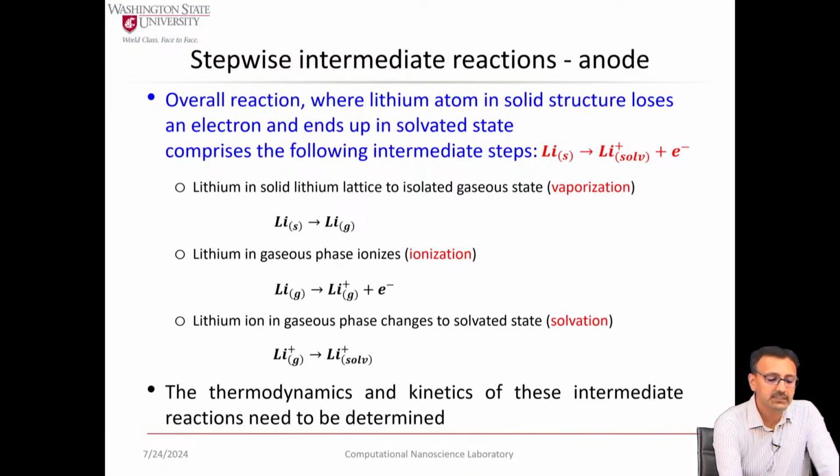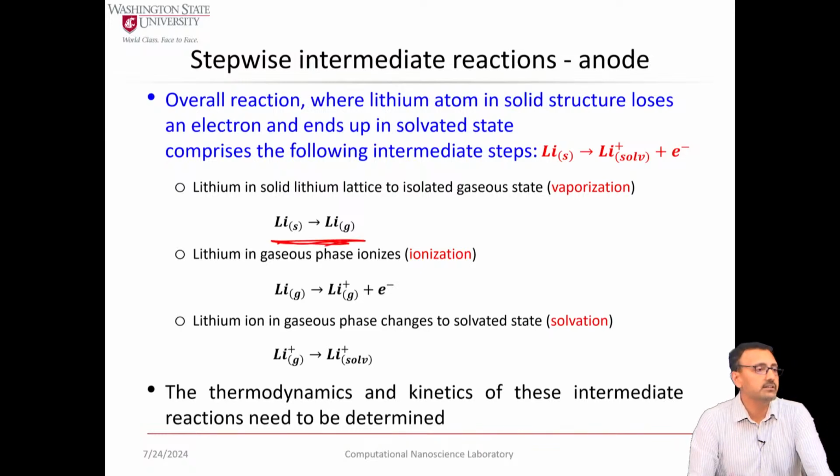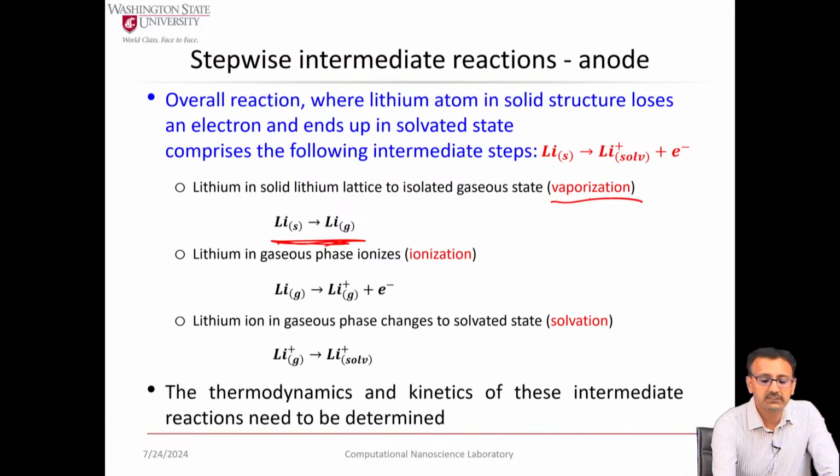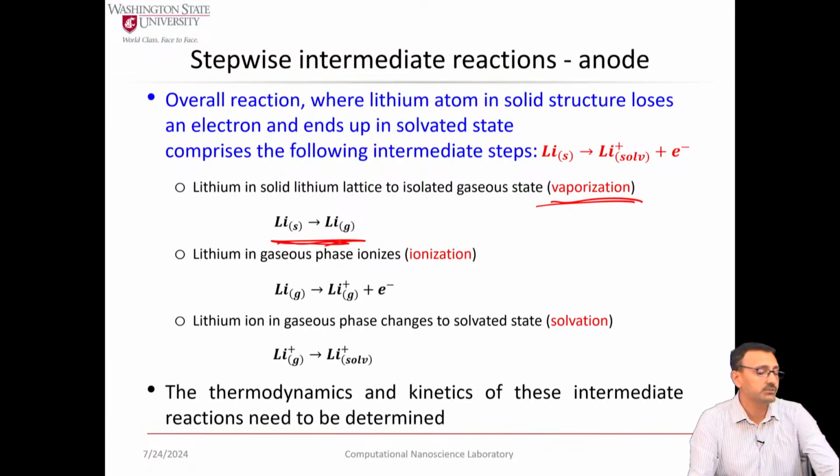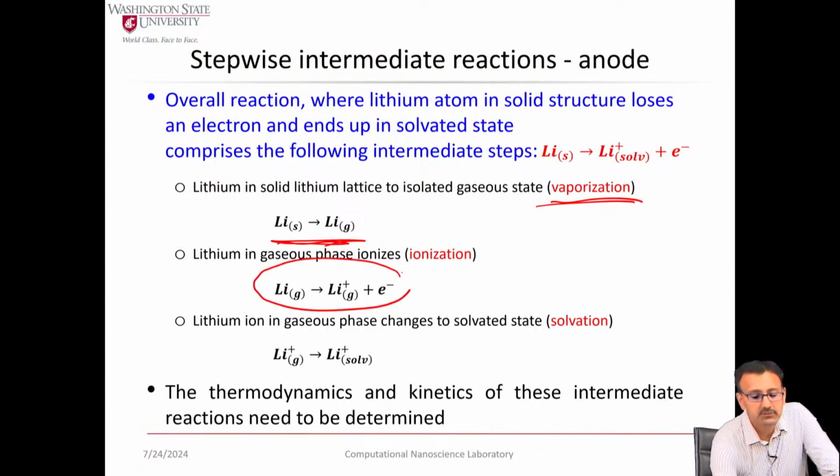So, in this case we can think of this electron transfer reaction in these 3 steps. The first step is we take a lithium atom in the crystalline state and think of it to vaporize. So, we can find the free energy for the vaporization process, where you are taking it from a crystalline state to a vapor state. The next step is for that lithium atom in the gaseous phase to ionize. So, lithium in a gaseous state goes to a lithium plus ion and loses an electron.